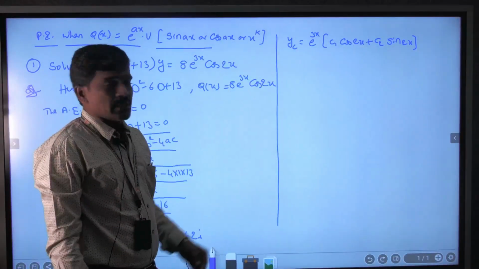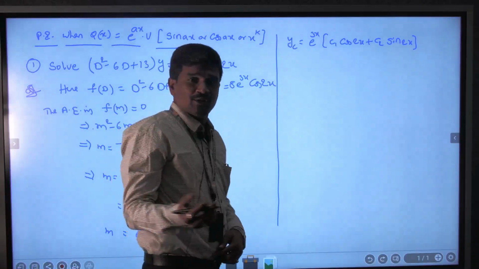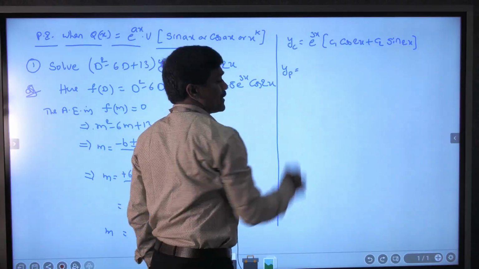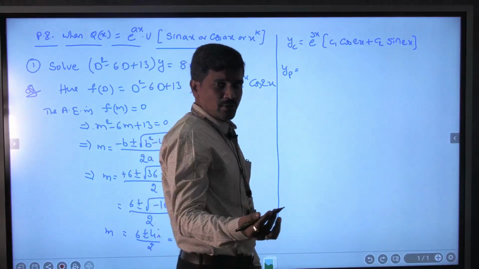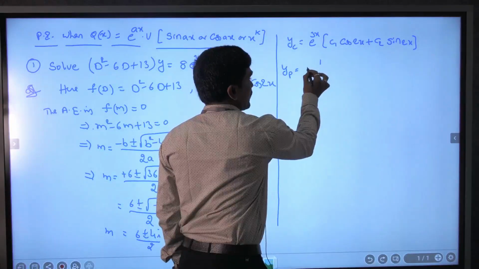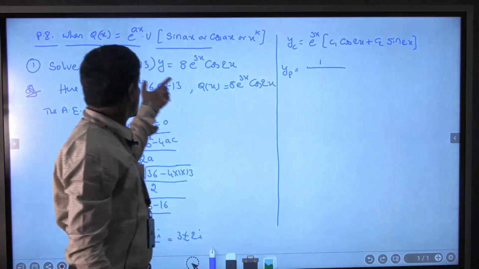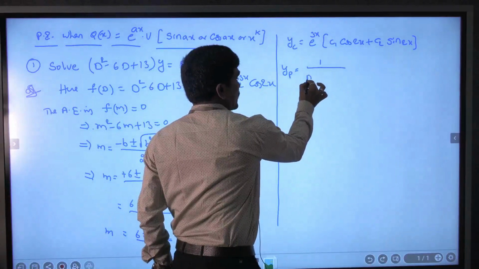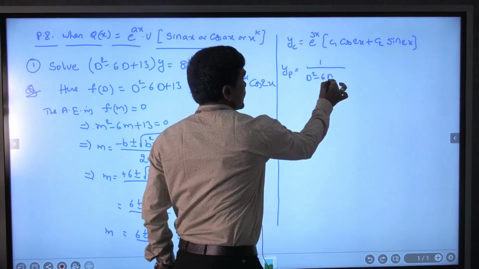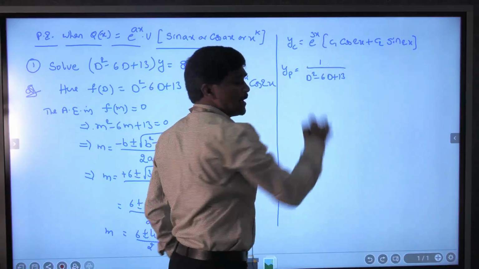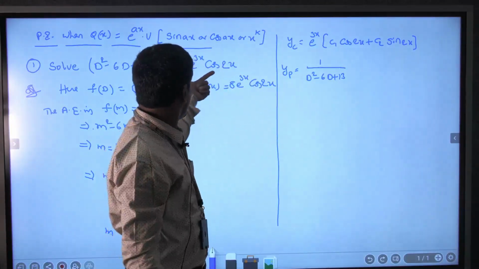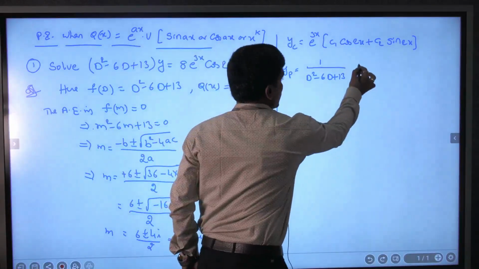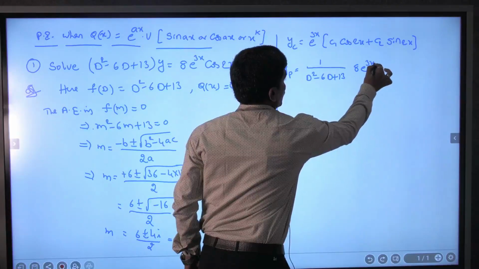Now particular integration. So what is the particular integration? The particular integration is yp is equal to 1 by f of D into Q of x. Now what is f of D here? f of D is D square minus 6D plus 13 into Q. What is Q here? Q is 8 e power 3x cos 2x. So write Q here.